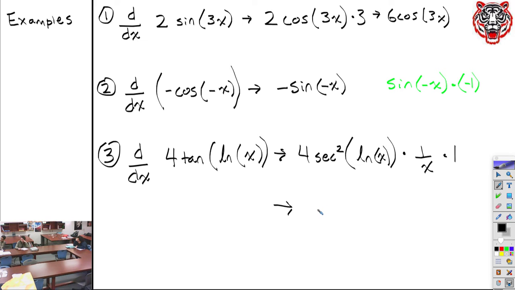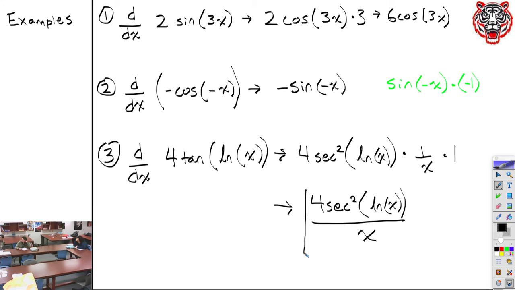Perfect. And then simplified, Arrow, can you just give me this simplified? 4 secant squared times the inner, which is natural log of x over x. Correct. Yep, there it is. Did you box your final answer? That helps, Mr. Sindel, especially when your work is messy. But if it's neat, I can probably still find it. But boxing is nice. Any questions?